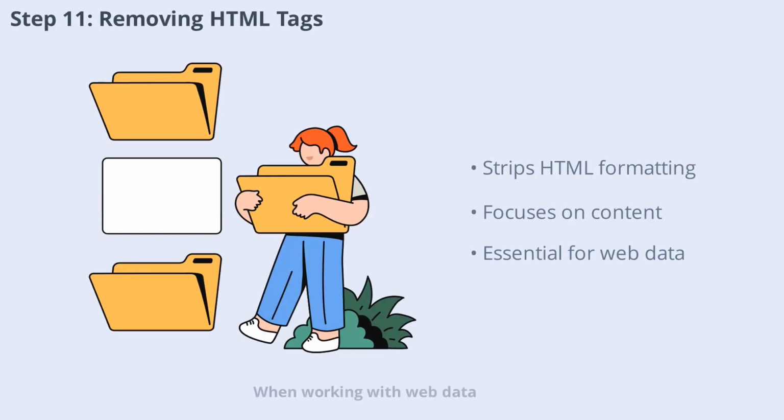In working with web data, HTML tags can clutter the text and interfere with analysis. Removing these tags helps clean up the data and ensures that only the actual content is analyzed. This step is essential for projects involving web scraping or online reviews where HTML formatting is common.